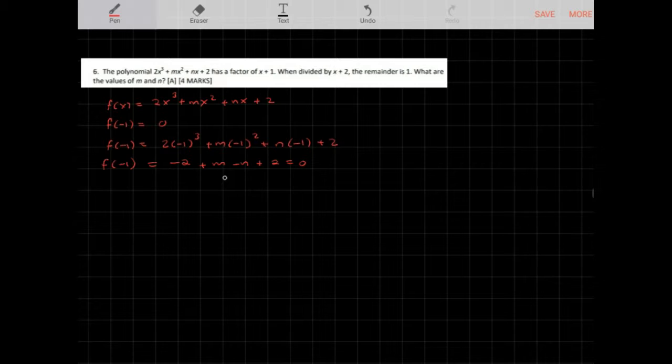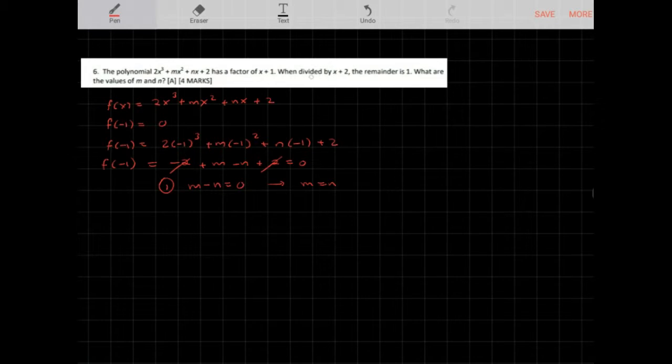Okay? So if I try to equate this, negative 2 and positive 2 cancel out, so m minus n is equal to 0. This gives us one equation. We have two variables. We can't solve this yet. We can notice that m is equal to n. We can also use substitution if you don't want to use elimination.